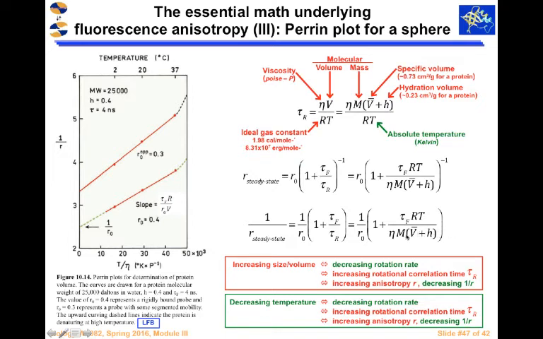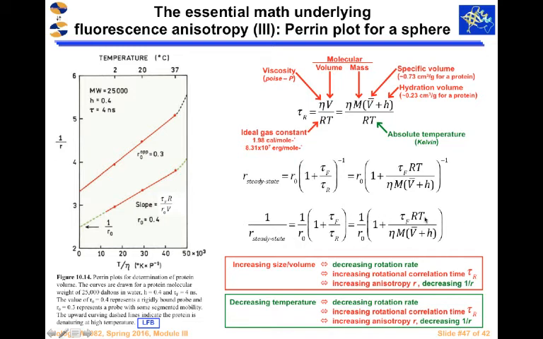That's basically what you need to go from molecular weight to molecular volume. You need partial specific volume to go from molecular weight to molecular volume. The rotation rate depends on the molecular volume, and so this is getting you basically molecular volume. So if we now plot reciprocal anisotropy versus absolute temperature over eta, viscosity, we get something called a Perrin plot.